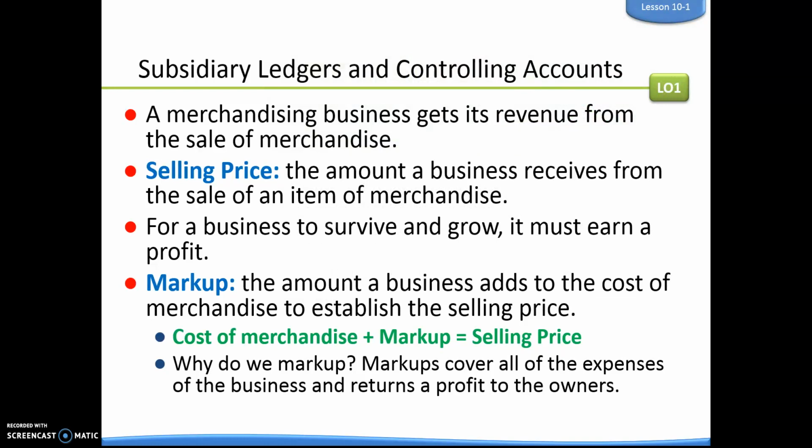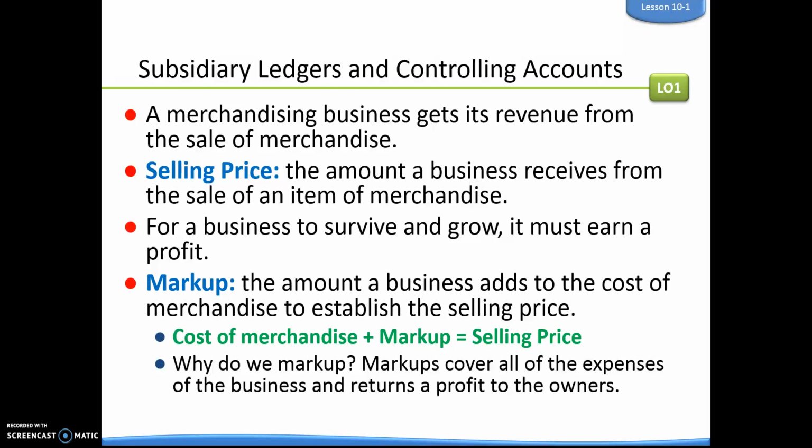So, what we're focusing on in this chapter is the merchandising business that sells merchandise to receive revenue. So that is what our company does. We sell our merchandise and we receive money in the form of revenue. So we have what's called the selling price, and this is the amount that the business receives from the sale of an item of merchandise.